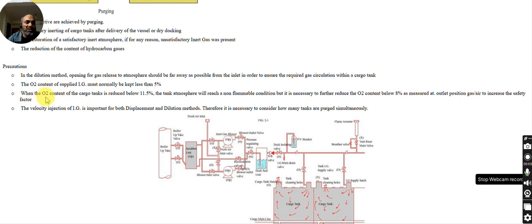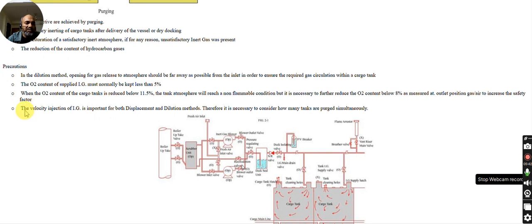Another precaution is that when the oxygen content of the cargo tanks is reduced below 11.5%, the tank atmosphere will reach a non-flammable condition already, but it is necessary to further reduce the O2 content to below 8% as measured at the outlet position, gas or air, to increase the safety factor. Though at less than 11.5% it is already a non-flammable condition, still for safety purposes we reduce it further.